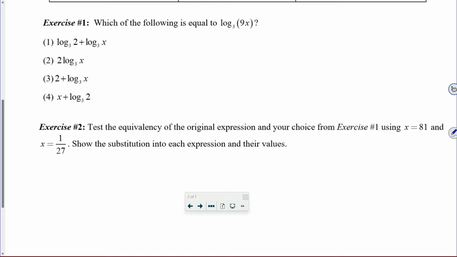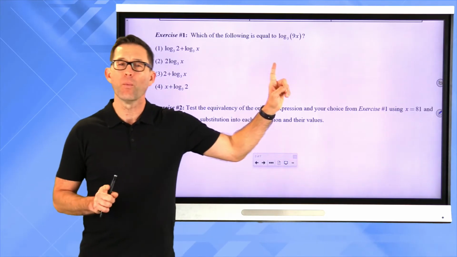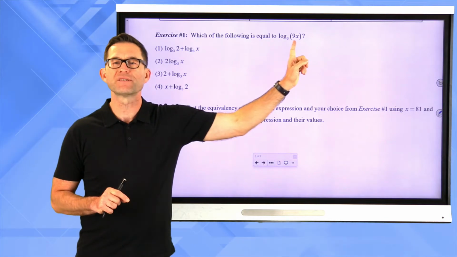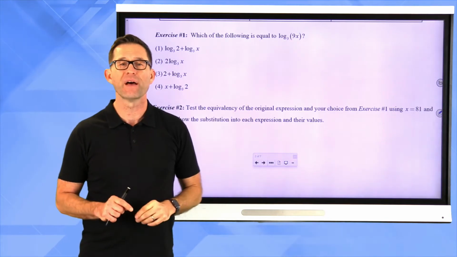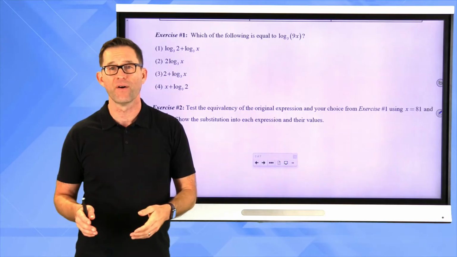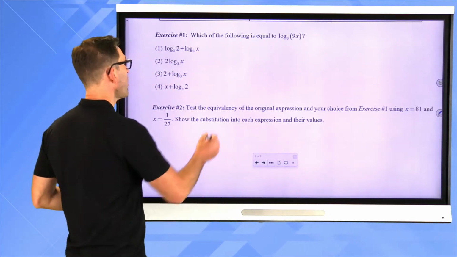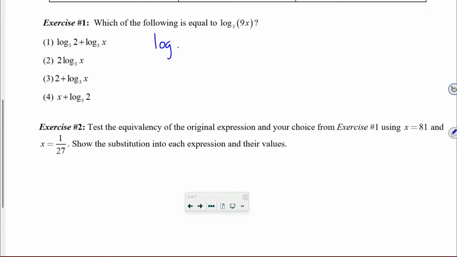Which of the following is equal to the log base 3 of 9x? All right, well, what we want to look at all the time when we're trying to use a log law is what's, quote, inside of the logarithm. That's known as the argument of the log function. And right now what we have is a product. And we have this rule up top that says that the log base b of x times y is equal to the log base b of x plus the log base b of y.